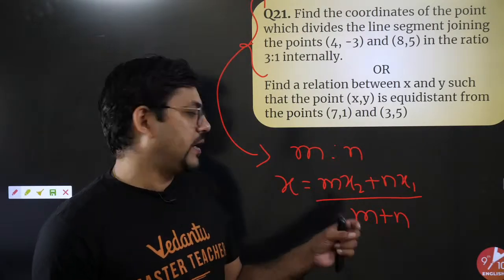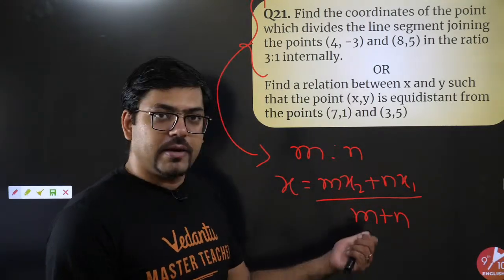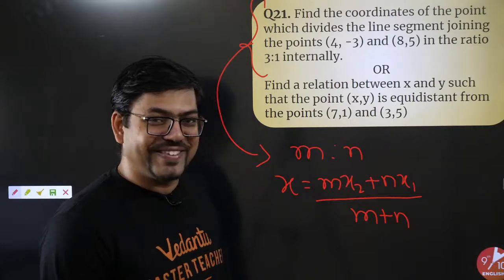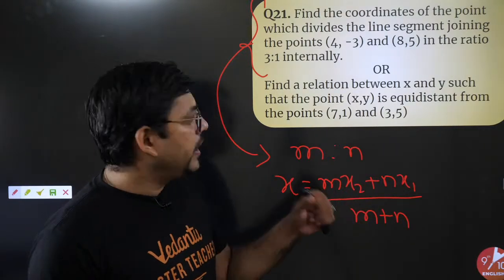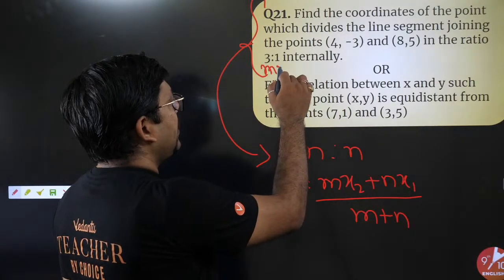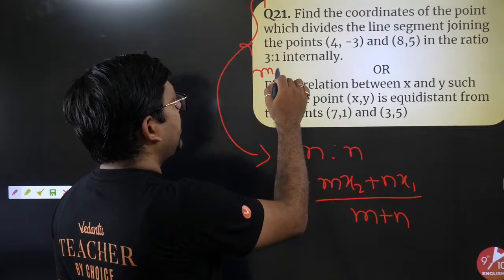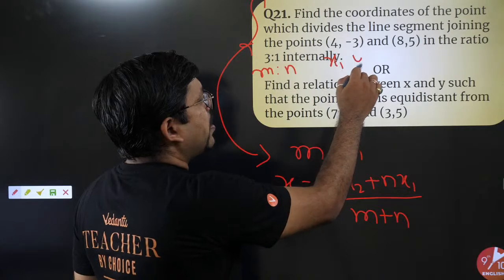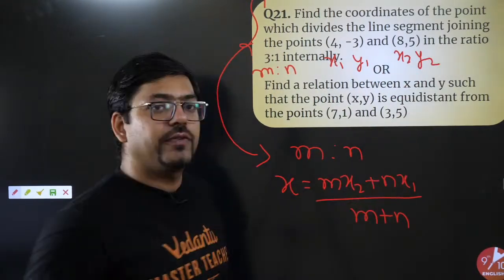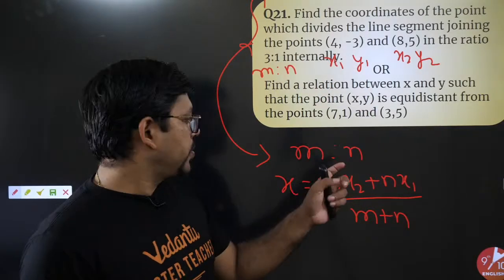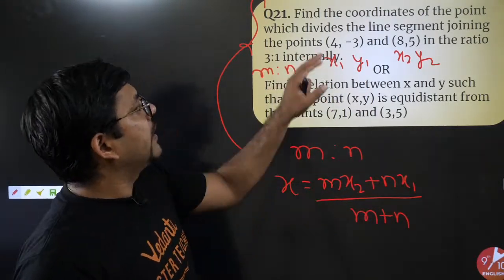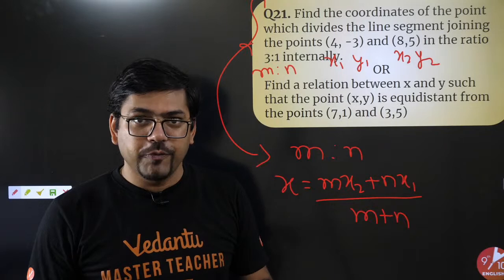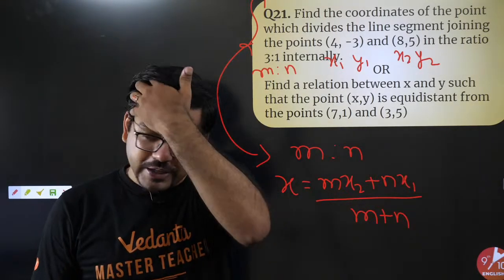So we have already done this: x is equal to mx2 plus nx1 divided by m plus n, isn't it? So mx2 plus nx1 divided by m plus n. Here your m value is 3 and n value is 1, m is to n, and this is your x1 y1 and this is your x2 y2. So you have these two points, you have to put the values here in mx2 plus nx1 divided by m plus n. You will get the coordinates of the point. क्या ये कर लोगे? Will you be able to do this? Come on, tell me. All of you? Yes, that's great, fantastic.